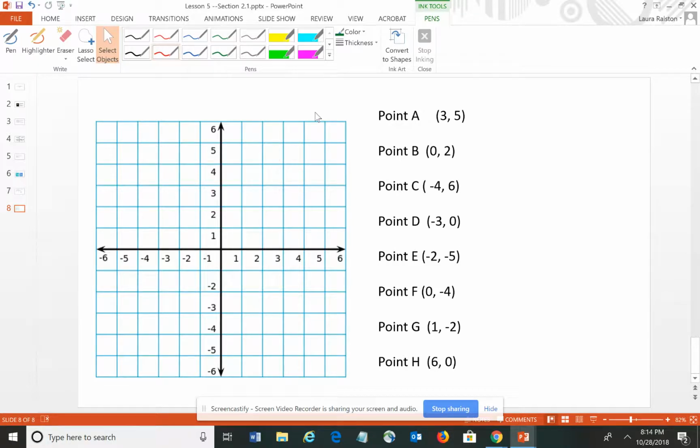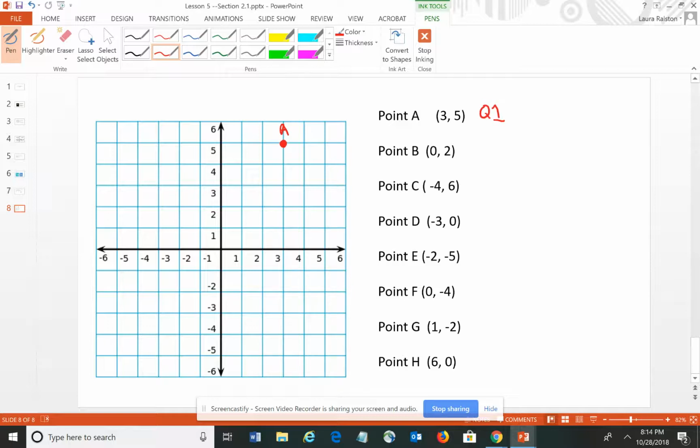So if I'm looking at these points here, point A is the point 3, 5. So I'm going to begin at the origin. 3 tells me to move 3 units to the right, 1, 2, 3, and then 5 tells me to go 5 up, 1, 2, 3, 4, 5. So here is point A, and notice it's positive, positive, and we are in quadrant 1.